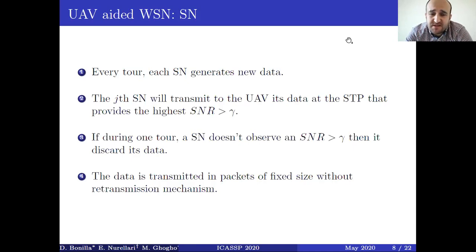Now, in terms of the sensor nodes, we only allow sensor nodes that have the maximum SNR to transmit to the UAV, and this simply ensures that quality of service is maintained. For example, if a particular sensor node is asleep and does not transmit on a particular tour, then perhaps on the next tour the sensor node will be served by the UAV. And again, we don't allow a retransmission mechanism, and the packets have a fixed size.